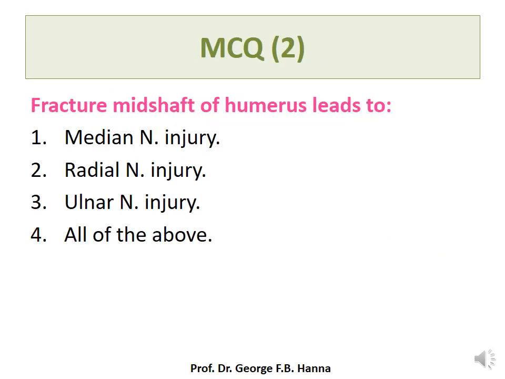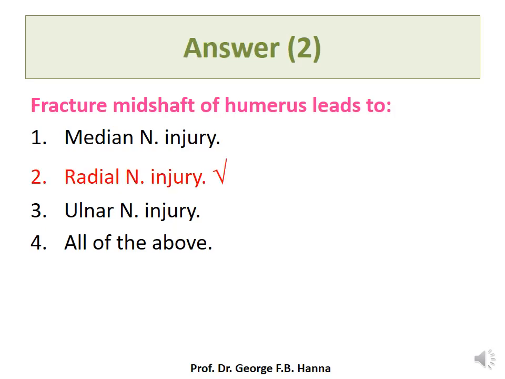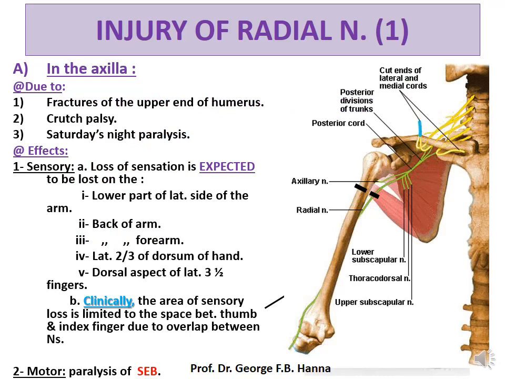Let us see another MCQ. Fracture midshaft of the humerus leads to, of course, median nerve injury. No. Radial nerve, ulnar nerve, if it cannot be like that, ulnar nerve passes behind the medial epicondyle. So in the midshaft of the humerus, this is the spiral groove. Yes, we mean radial nerve. Let us see the last part of the radial nerve. Actually, the last part of our lecture is injury of radial nerve. We are going to deal with injury of radial nerve in many places.